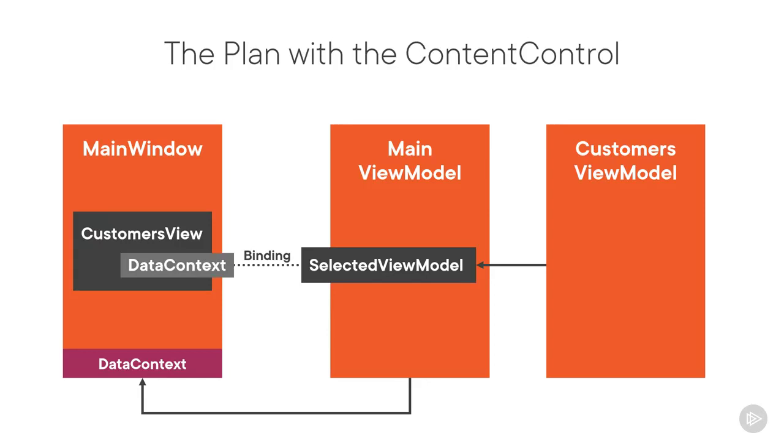Now, with this client architecture, you can replace the hard-coded Customers View in the main window with a content control. Then you can bind the content property of that content control to the selected view model property of the main view model. This means now that the content property contains the Customers View model.